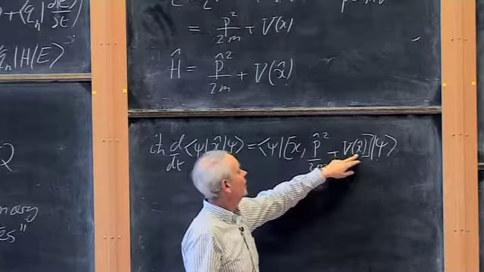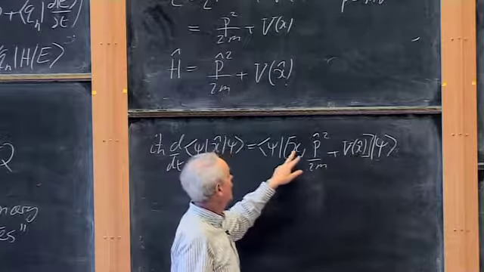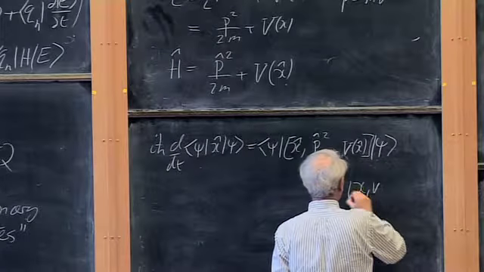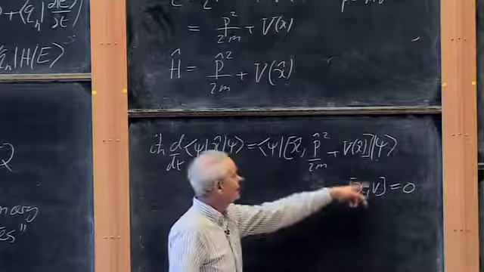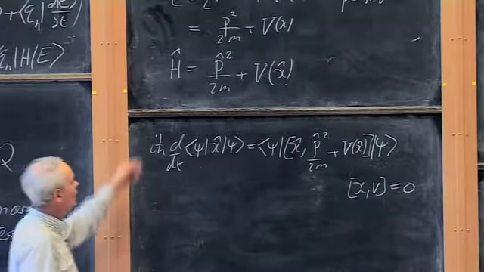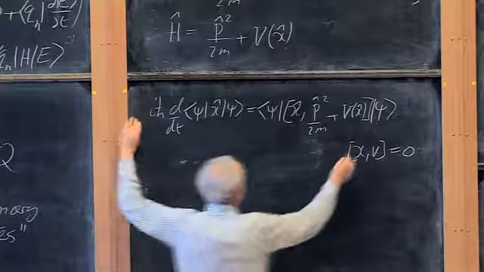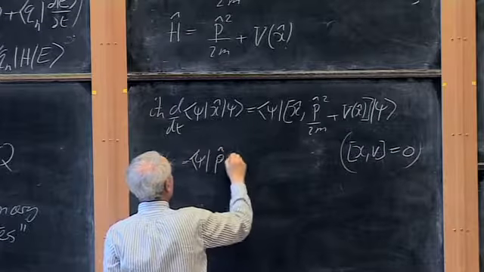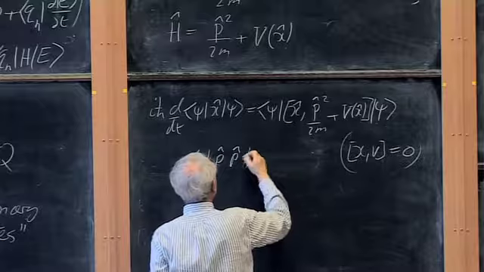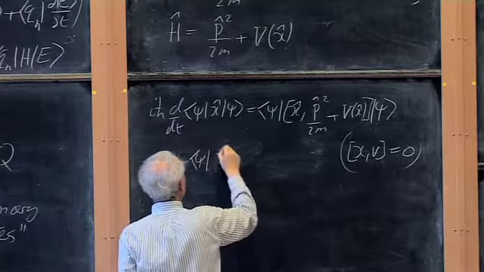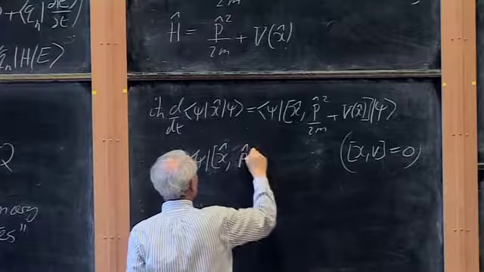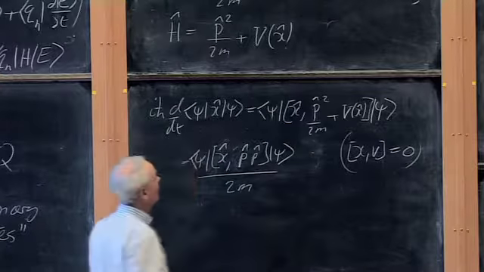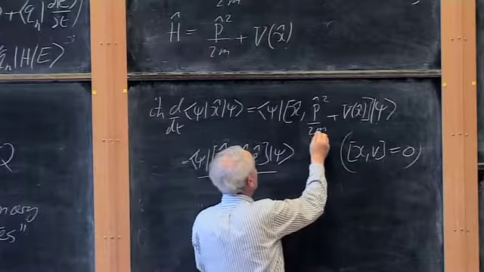But V is a function of x, and therefore x, the position operator, is going to commute with it. So we're going to have that the commutator of x with V equals naught, because V is a function of x. So what we're left with is the expectation value of the commutator of x with p squared, in the state psi, over 2m. I can take the 2m out of the commutator because it's just a number.